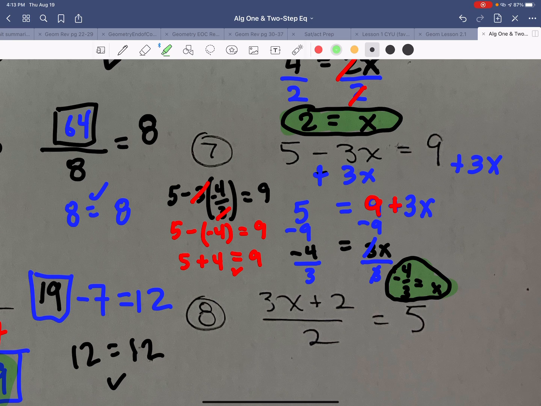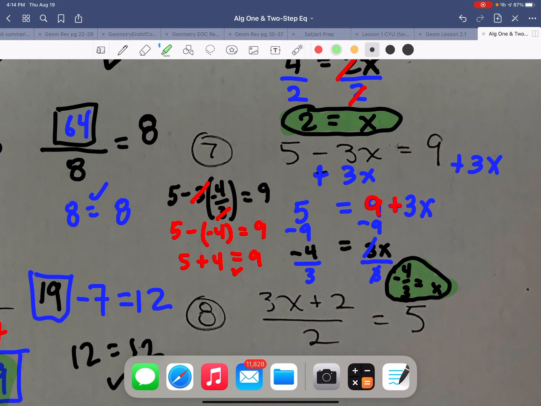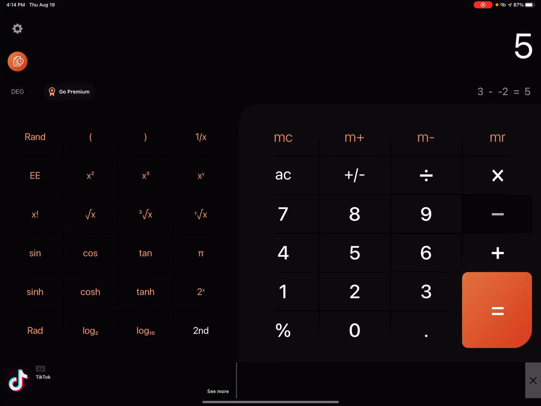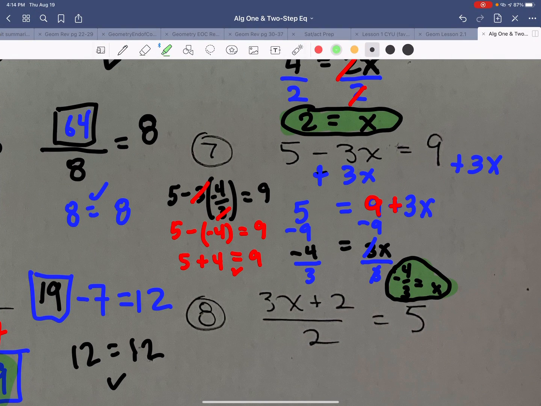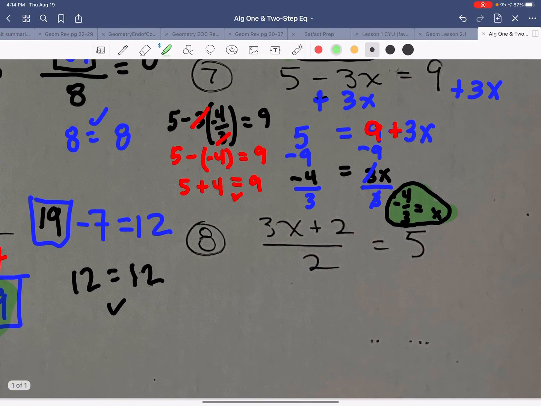Now, can we check this? Yes. We've got 5 minus 3 times negative 4/3. Nine. I checked it. I plugged it in and checked it. It worked.